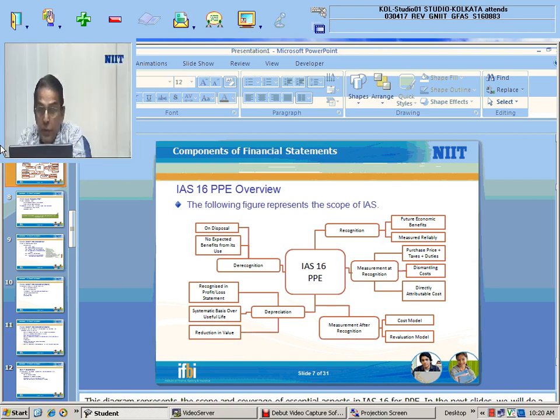Then IAS 16 also deals with measurement after recognition. You recognize the PPE, and you make the initial measurement. What about subsequent measurement? After 1 year, how much will be shown in the books of accounts as the value of that particular item of property, plant and equipment? For measurement after recognition, there are two models we talk about. One is the cost model, the other is the revaluation model. That also we'll discuss in detail.